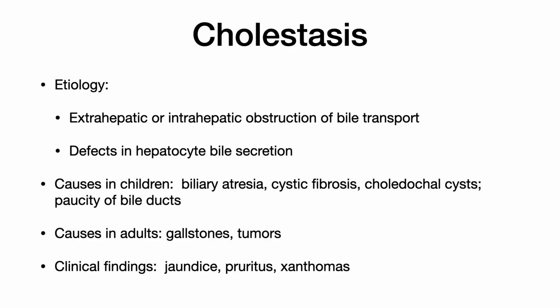So in children, you can see biliary atresia. You can see cystic fibrosis. Remember, cystic fibrosis in the ducts basically makes a thick substance. The water doesn't get in there because the sodium doesn't get in there. Choledochal cysts and a paucity of bile ducts can do it. Alagille syndrome. In adults, usually gallstones or tumors, something blocking the flow of bile, so oftentimes extrahepatic obstruction. And then what you see is, of course, jaundice because of the bilirubin. The bilirubin can make a person itch, so you can see pruritus, and you can also see xanthomas.